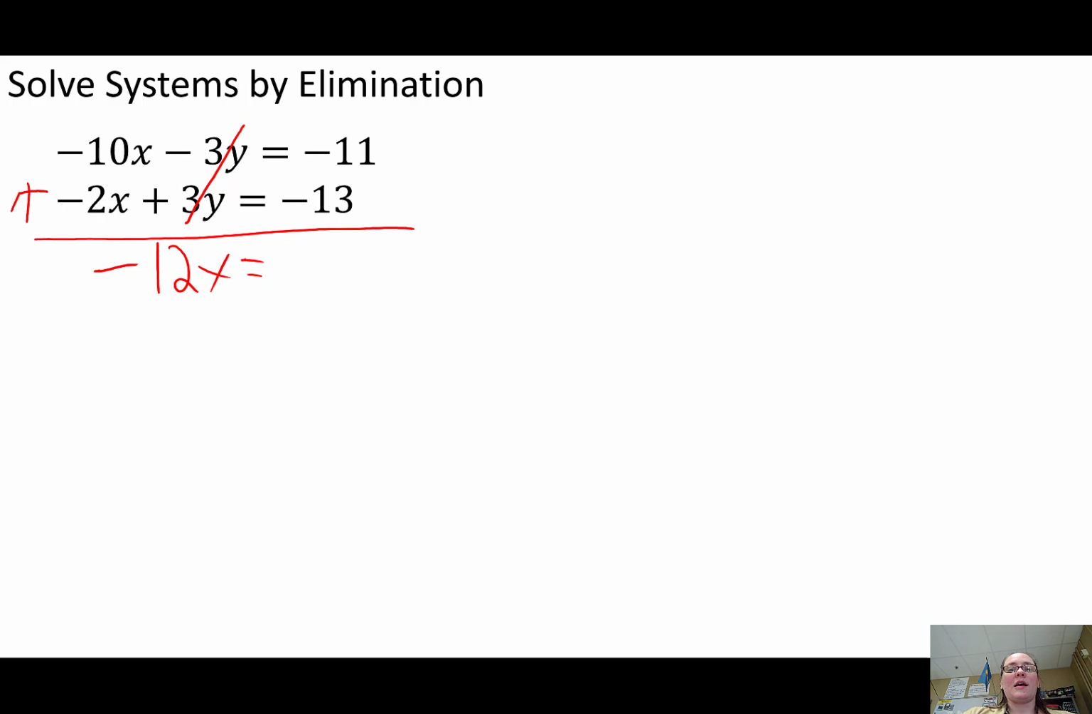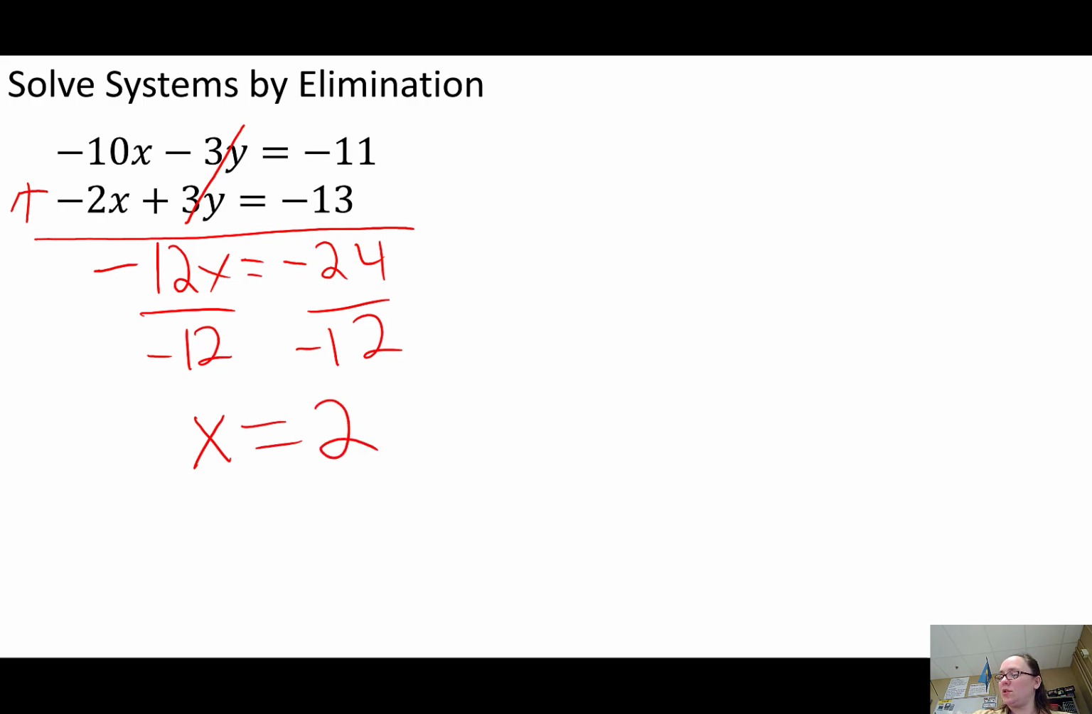Negative 11 plus negative 13 gives me negative 24. And then I can divide both sides by a negative 12, giving me x is equal to 2. So now that I have x, I can plug back into either equation and solve.